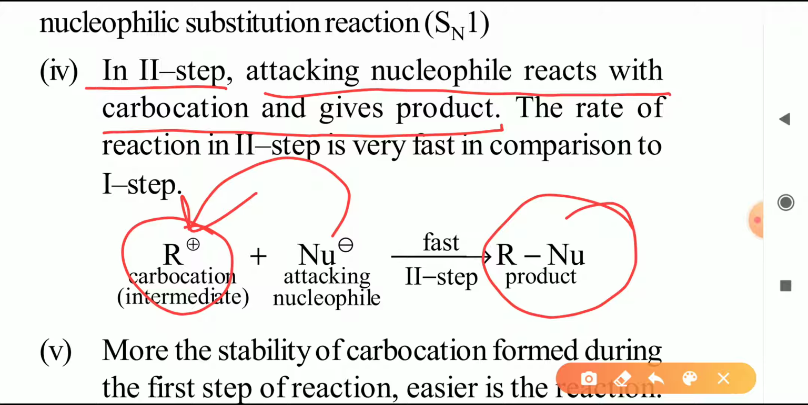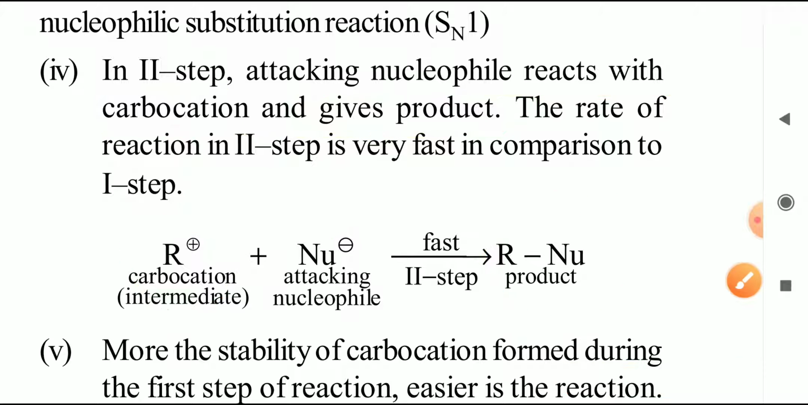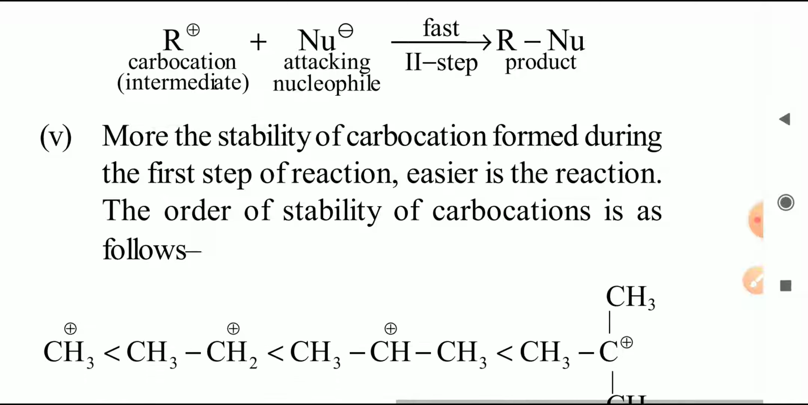That is a fast step, and that is not a rate determining step. Only the slow step is the rate determining step. It may be the first step, second step, or third step. Where the slow step is, that is the rate determining step. So that is a nucleophilic substitution reaction. I again explained: in the first step there is a formation of carbocation. In the second step, the nucleophile attacks the carbocation to form R-Nu, which is the product.